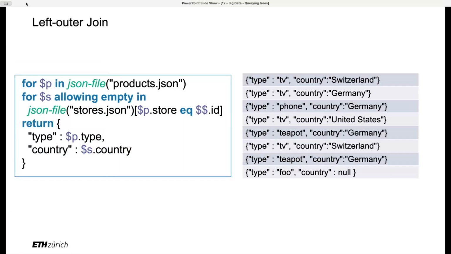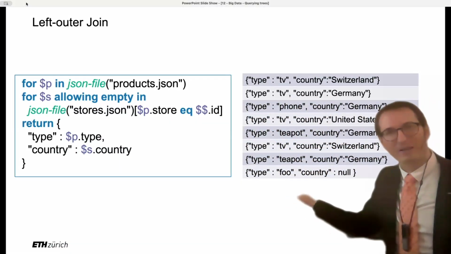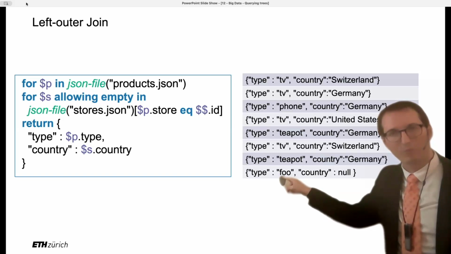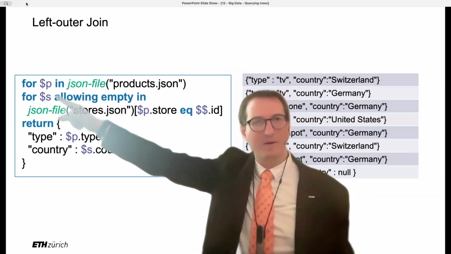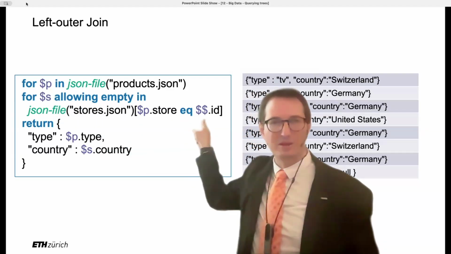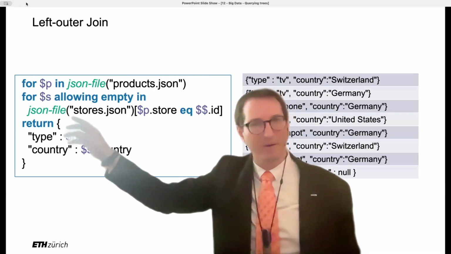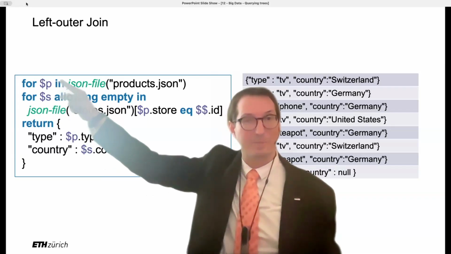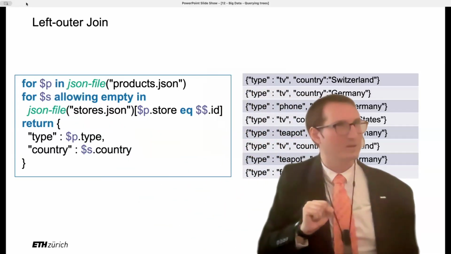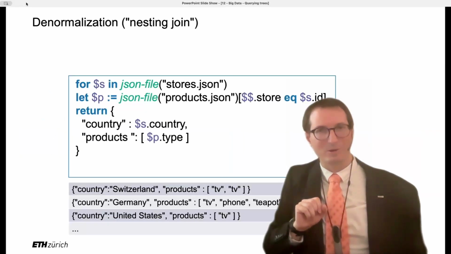What about a left outer join? A left outer join means that you might have things that don't match. For example, you might have some type of product that doesn't match any country. You do that with allowing empty. Allowing empty will basically, if it iterates on this and it's the empty sequence, then it's not going to just drop the bindings completely, as it would otherwise do. It's going to assign the empty sequence to $S for that particular value of P that didn't have any match. That's basically a left outer join. Who is with me? Right, very good.